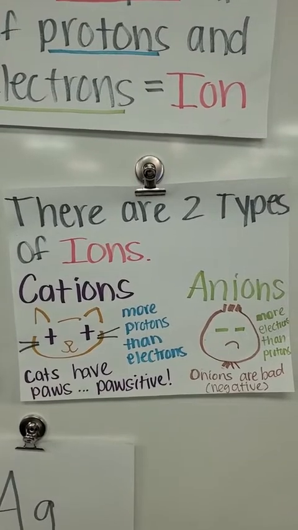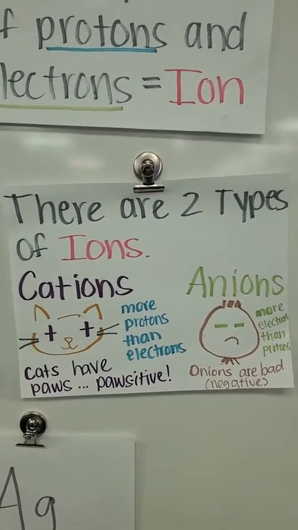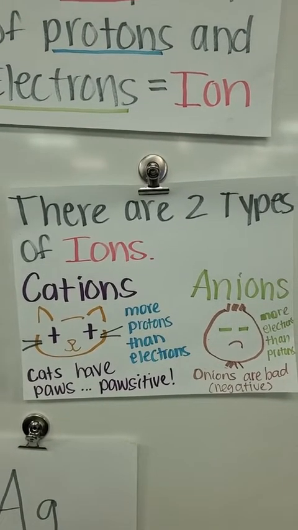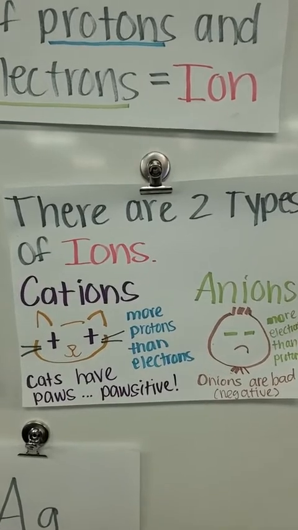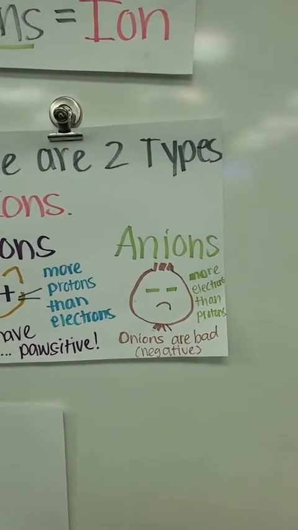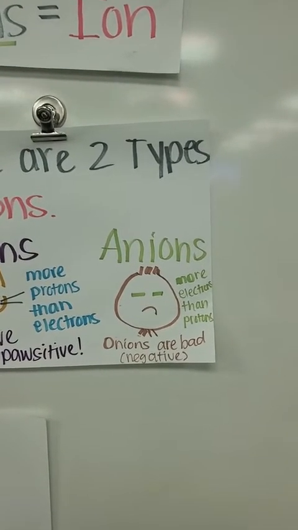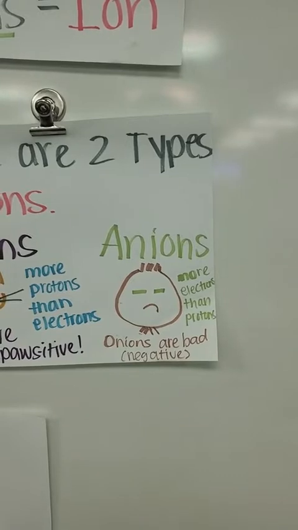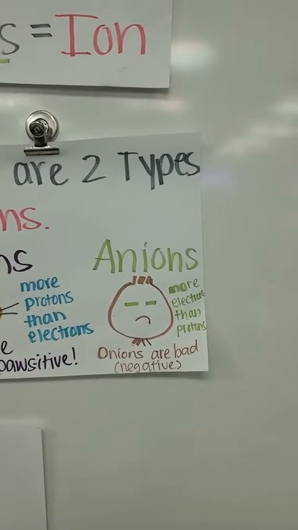Cations are going to have more protons than electrons, so they're positive. Think about it this way: cats have paws, so cations are positive. Anion kind of looks like the word onion. Onions are bad, that's how we're going to remember this. They're negative. So anions have more electrons than protons.